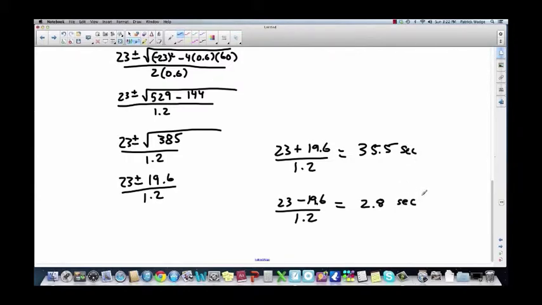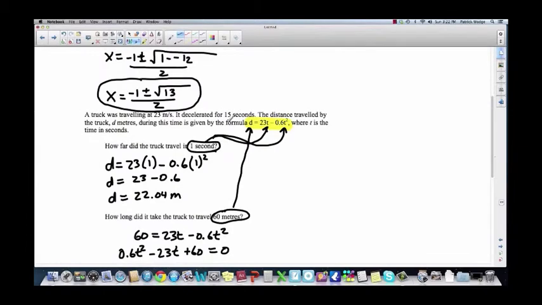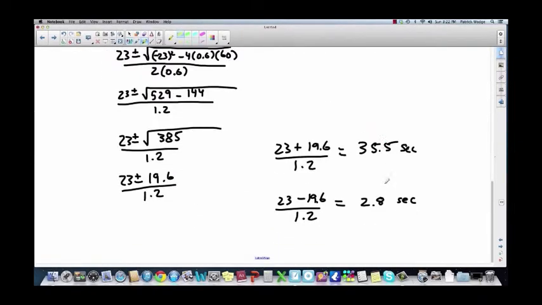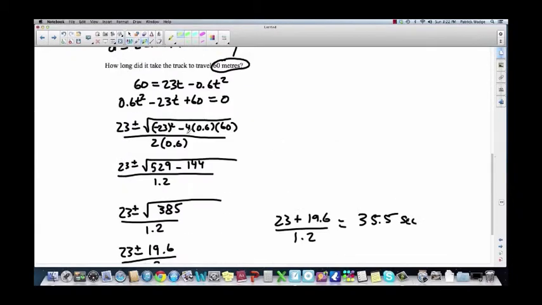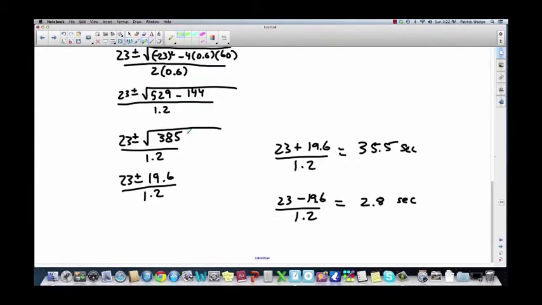Are they both good? Are they both correct? Let's read the question again. A truck was traveling at 23 meters per second. It decelerated for 15 seconds. Okay, it makes no sense for it to decelerate for 15 seconds but take 35.5 seconds to travel 60 meters. So in other words, you are going to say no way to this one.